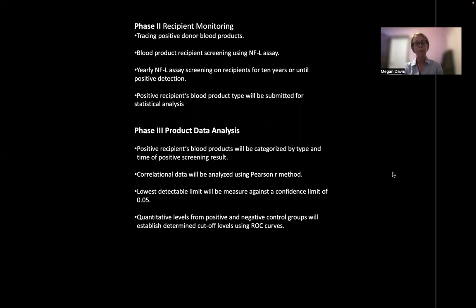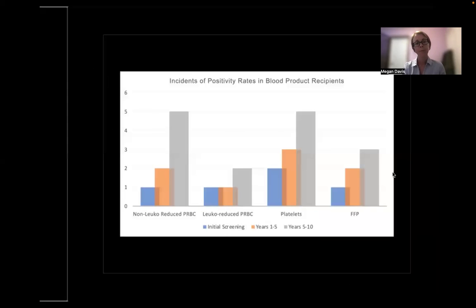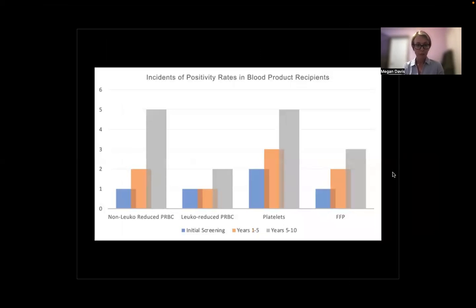And here's where the positive and negative control group quantitations will come into play as being used as our determined cutoff levels using receiver operating curves. And here's a graphic representation of the statistical analysis.